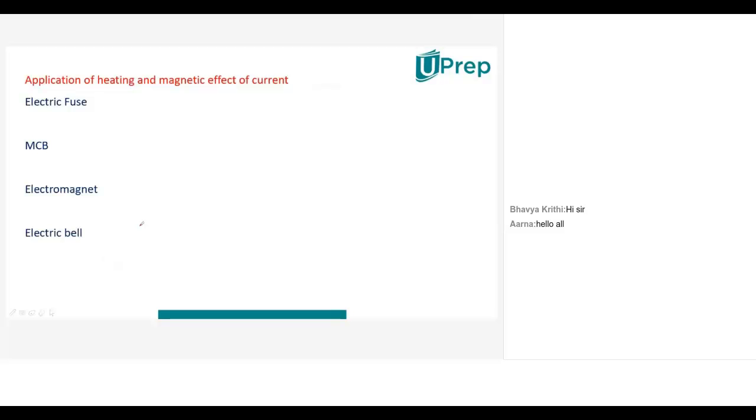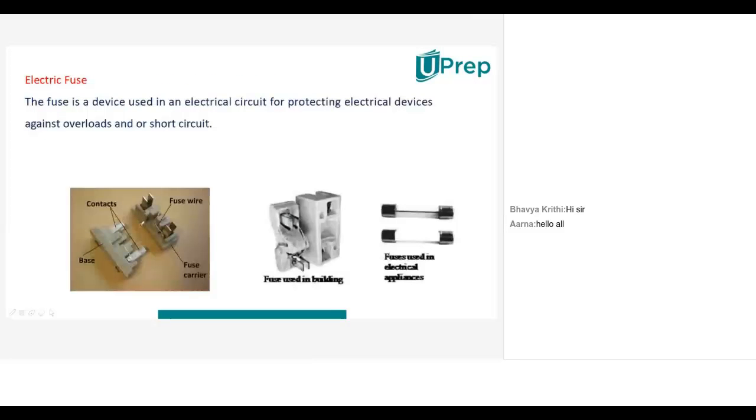So next, applications of heating and magnetic effect of electric current. For heating, the electric fuse will be there. MCB means miniature circuit breaker. It will be there in our next slide. We will go through it. And next one is the electromagnet, and after that the electric bell. Let us observe all these applications. These are the applications of heating and magnetic effect both. So in the electric fuse only heating effect will be there, and in an MCB also heating effect will be there. In the electromagnet and electric bell, magnetic effect will be there. So let us discuss them in brief.